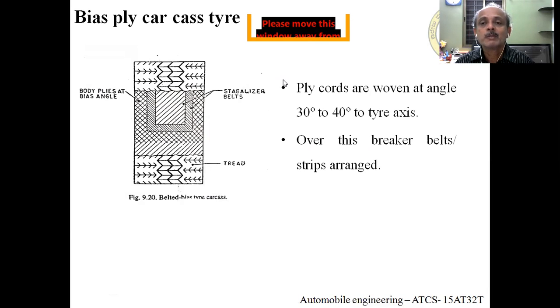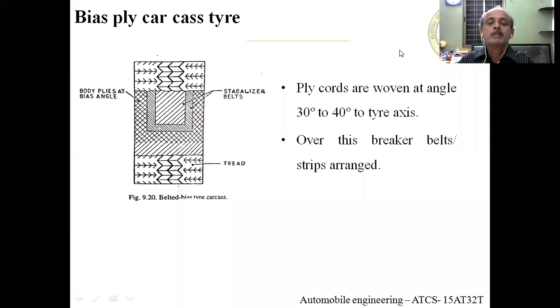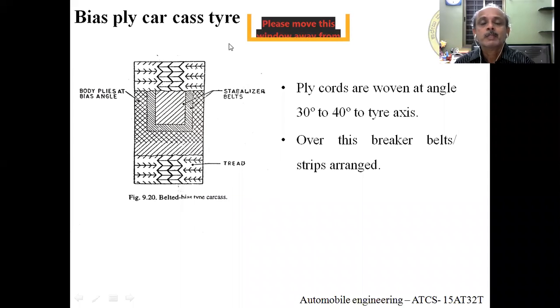Okay, so now we'll see the next. The third one we are making here is the bias ply carcass tire, also called belted bias carcass. As usual it is a thread here, and then this is a body plies at a bias angle you can see here. So plies it is, and then here stabilizer belts are used again. These are called the stabilizer belts.